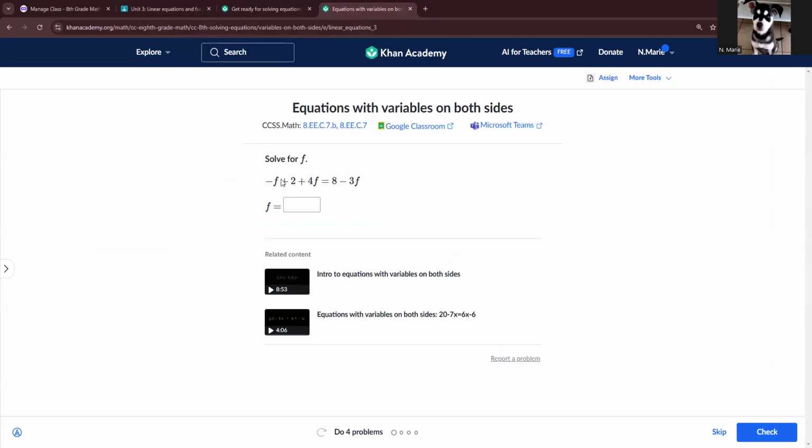Keep that in mind. All right, so when I'm saying things like combine like terms, distributive property, moving things around, you should already know that. That should not be completely new to you.